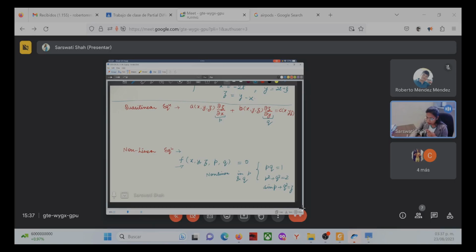And what is the gradient? Gradient will be p, q and minus 1. So this was the normal, and because this is the normal to the solution surface, this will lie in the tangent plane. It means if we are drawing any tangent to a point, the direction of the tangent will coincide with the instantaneous direction of this vector field a, b and c.